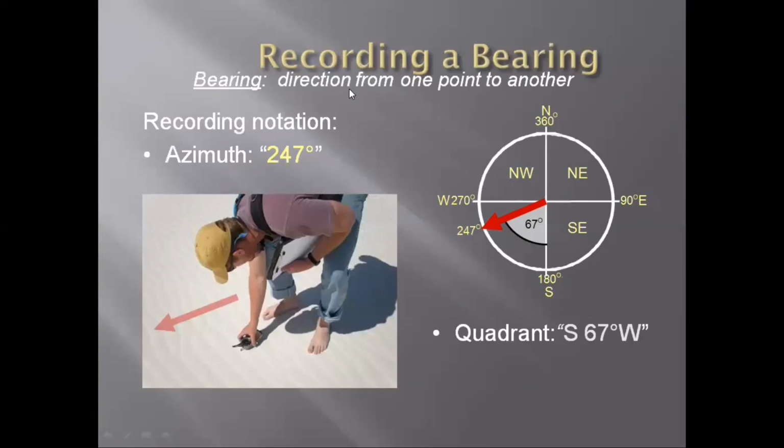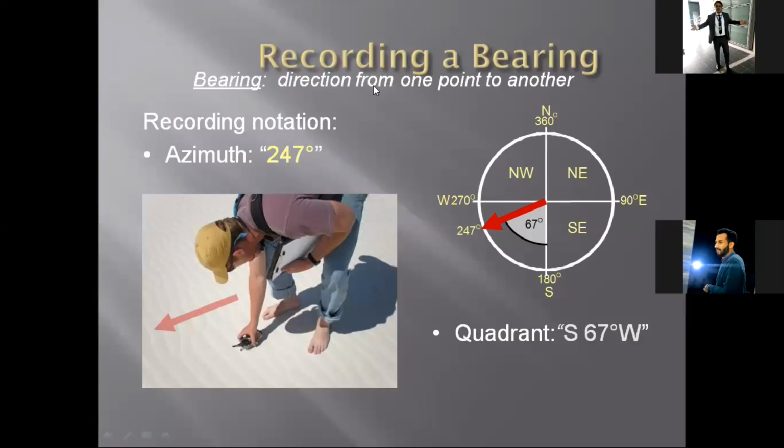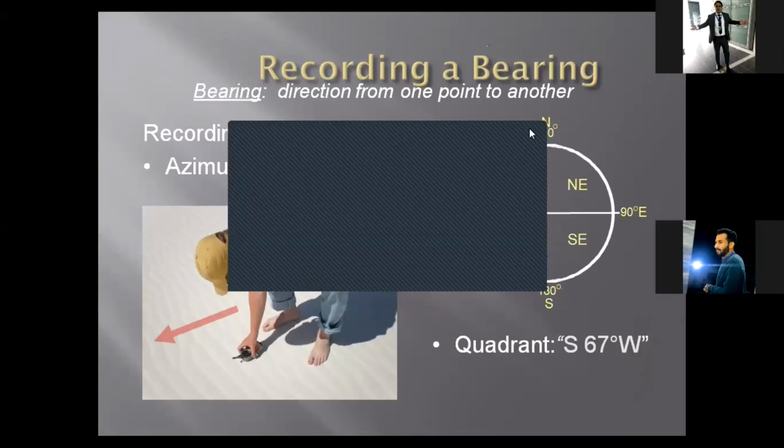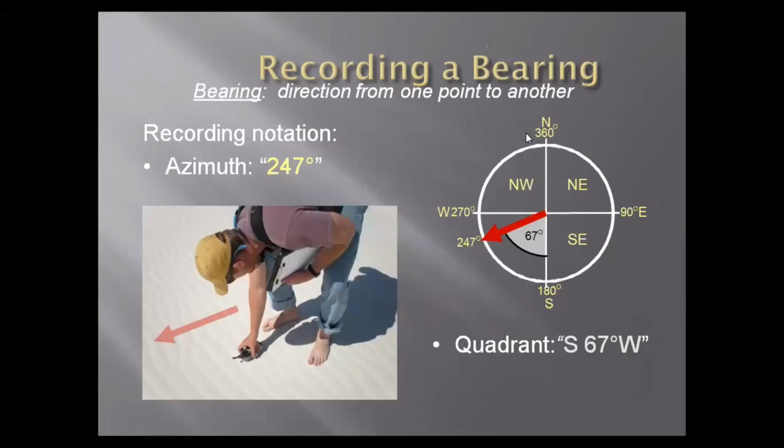How do we measure the bearing? For example, we want to see the direction of this current, like the direction of the wind or, in this case, the direction of a water current. We will place the Brunton and see what the direction of this feature is.